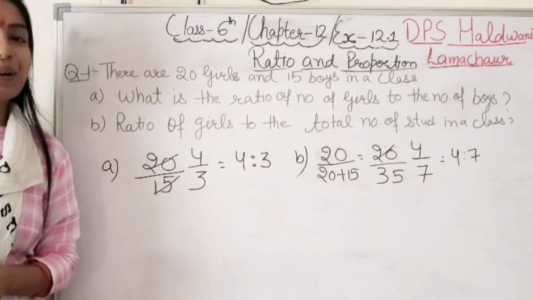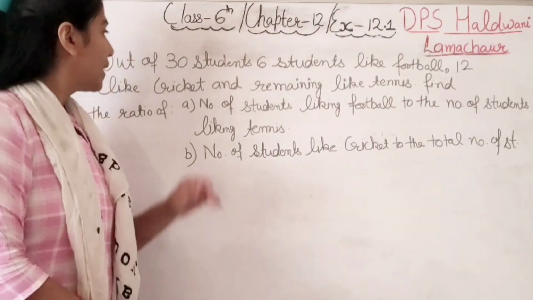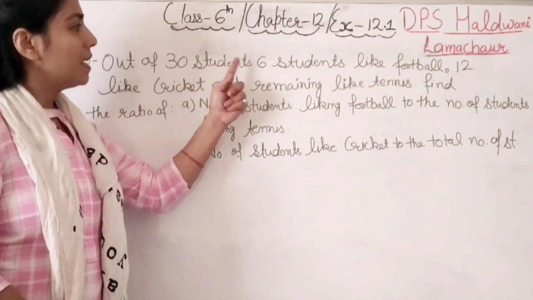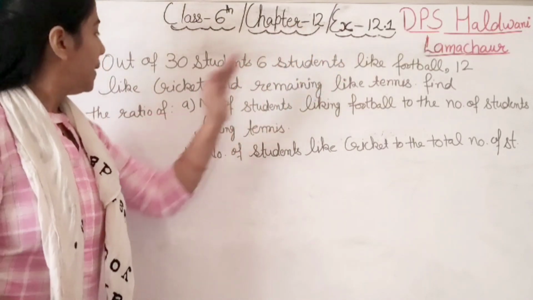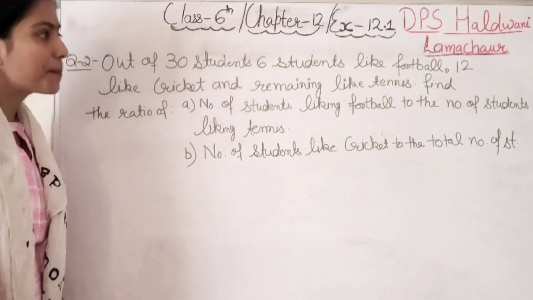So this was question number 1. Very simple. Now coming to our next question, question number 2, students. See, out of 30 students, 6 students like football, 12 students like cricket, and the remaining students like tennis.